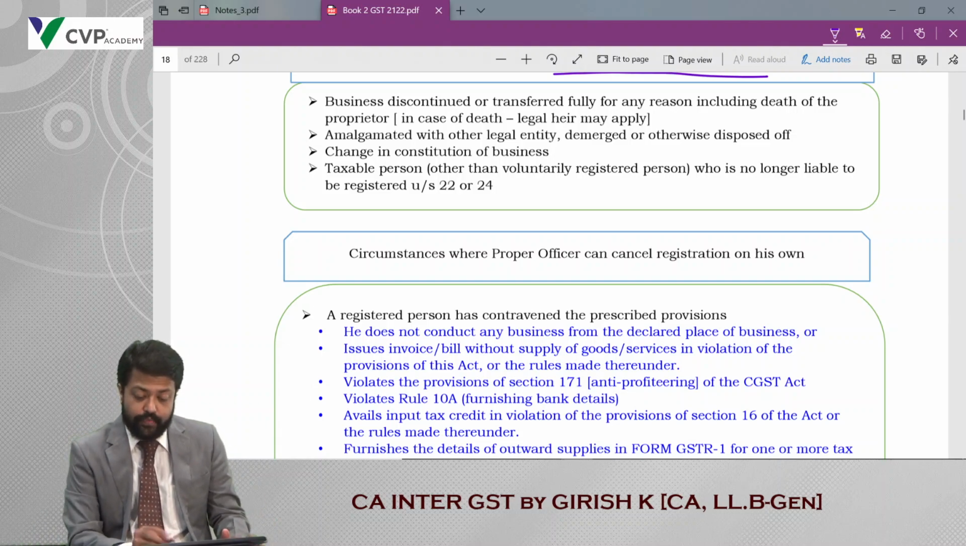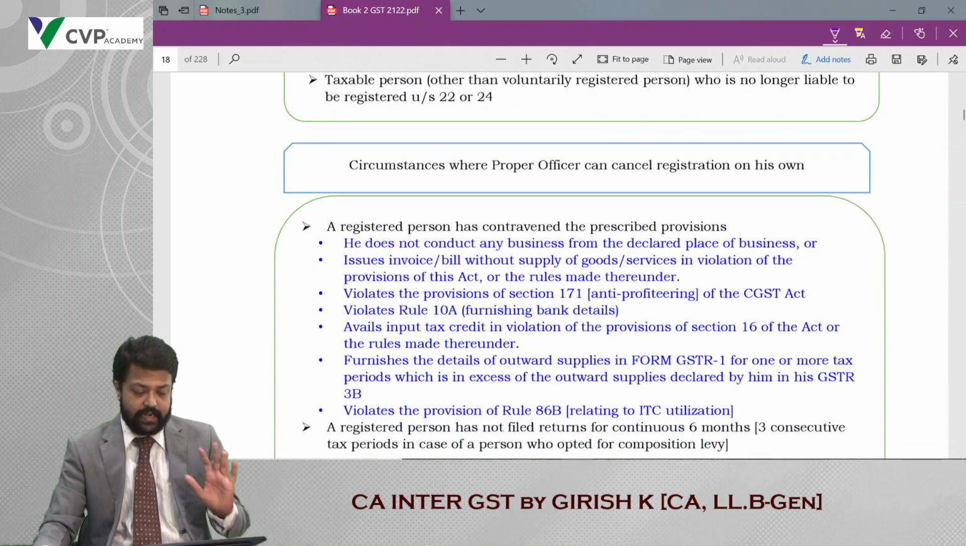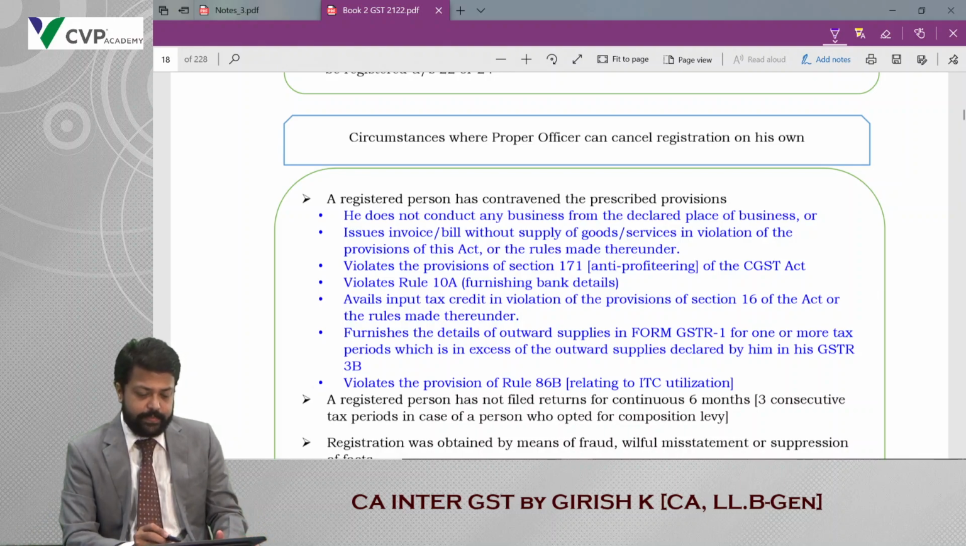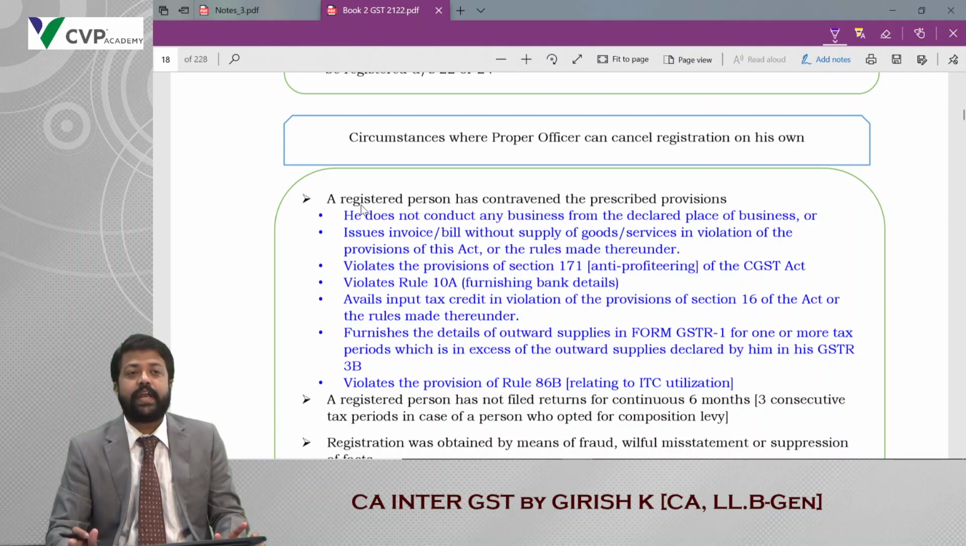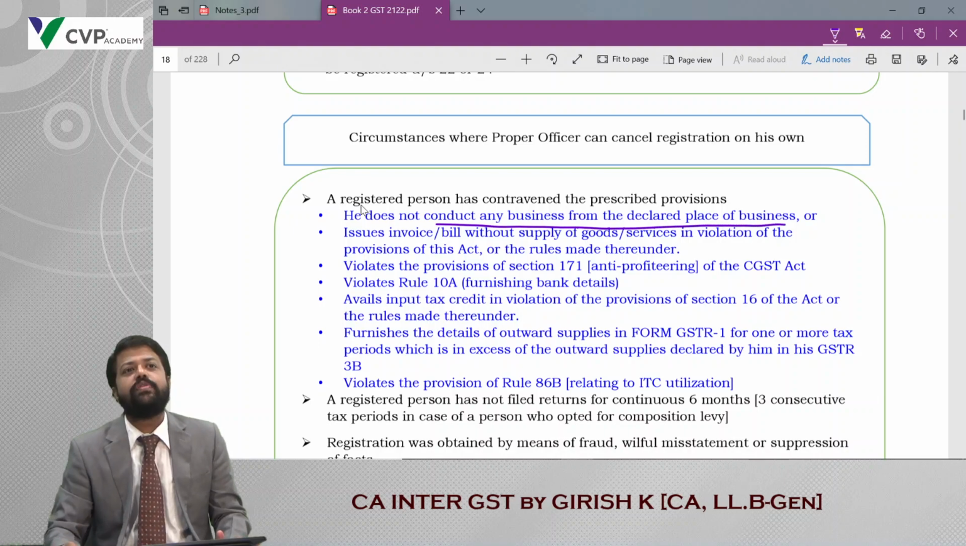Circumstances where the proper officer can cancel the registration. Now these were the assessee side, these are now the proper officer side. A registered person has contravened the prescribed provisions. Which are the provisions? If those are contravened or not followed or not fulfilled, then the officer can initiate the cancellation of registration. He does not conduct any business from the declared place of business. How would the officer know?